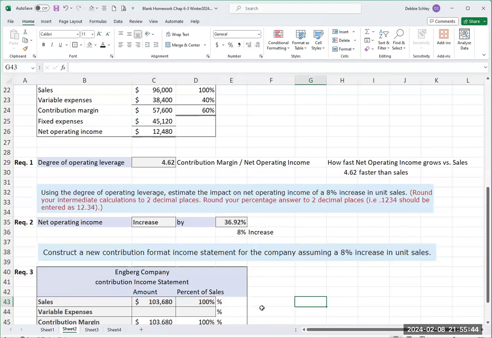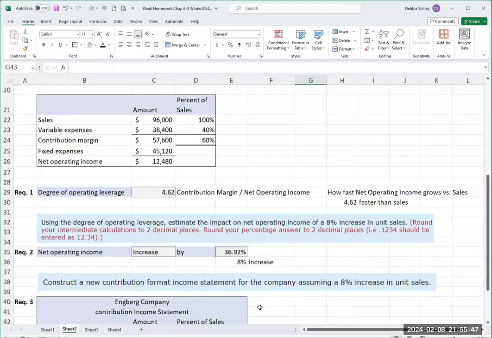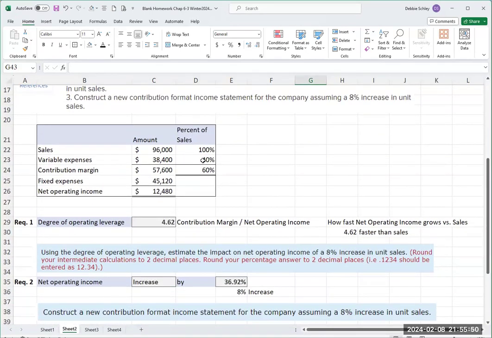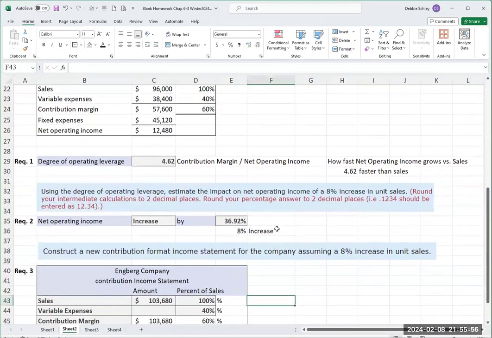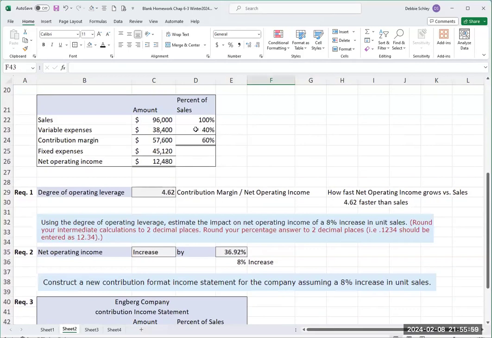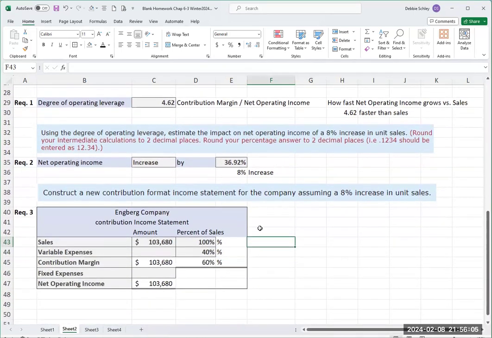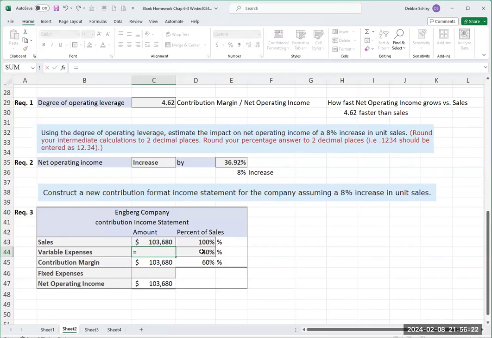Now, let's see. They gave me these. So this one is 40%, right? It was given. Variable expense ratio is 40%. Contribution margin ratio is 60%. Okay. So now that I have my ratios and I have my new increase in sales, to get my variable expenses, they're going to be 40% of sales. So I'm going to equals my variable expense ratio times total sales.